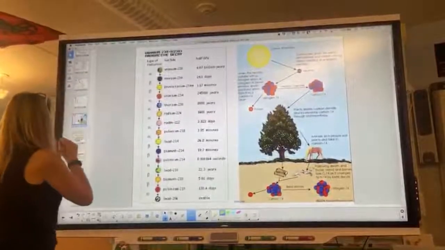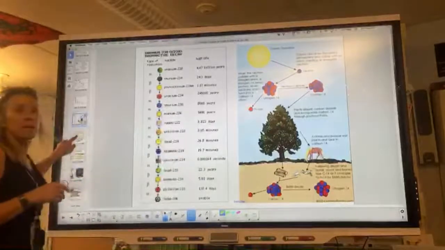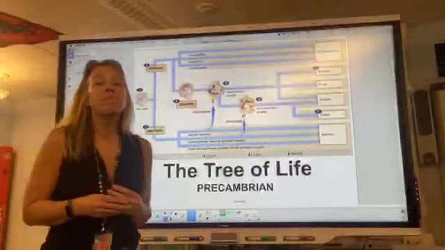Okay, that is it. Now, I think, yes, great. So next, take a look at this diagram. Got it? Actually, that doesn't matter.